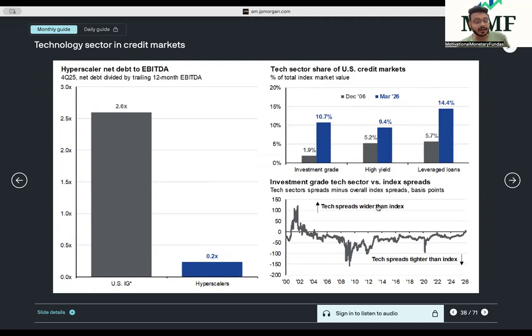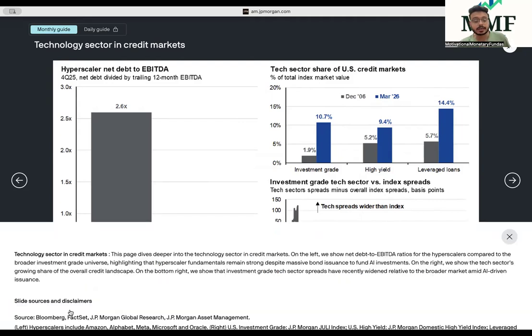Tech spreads are wider than the index. Tech sector spreads minus the overall index spreads. Correct? So basically, the spread, okay, it means your riskiness in the tech sector is becoming higher. When the spread is rising, it means your tech sector is becoming much riskier vis-a-vis the index. The same is mentioned here.